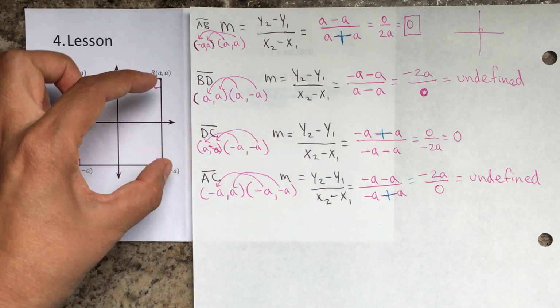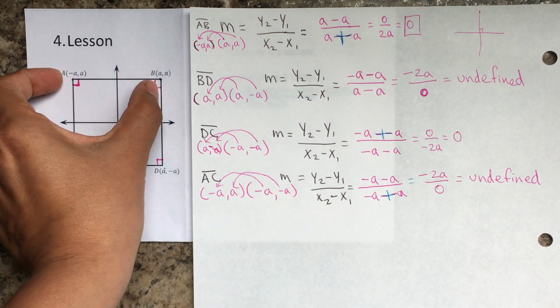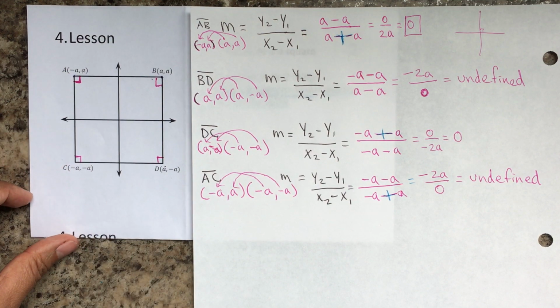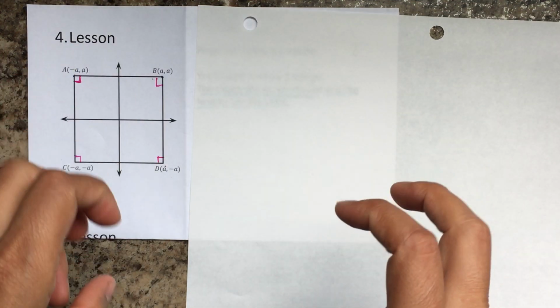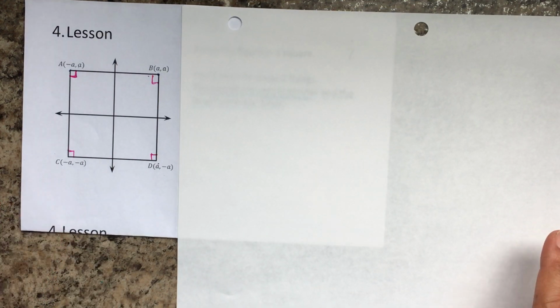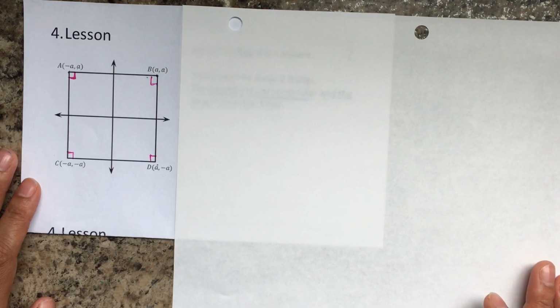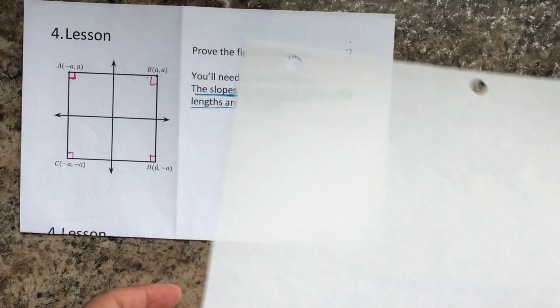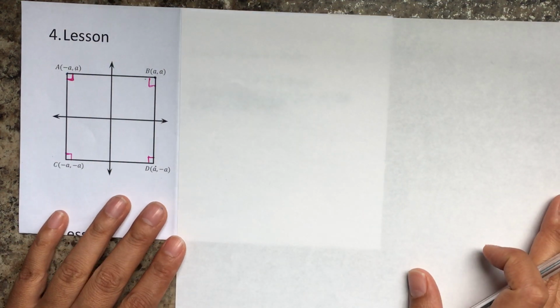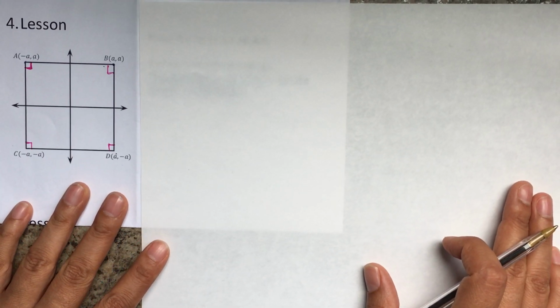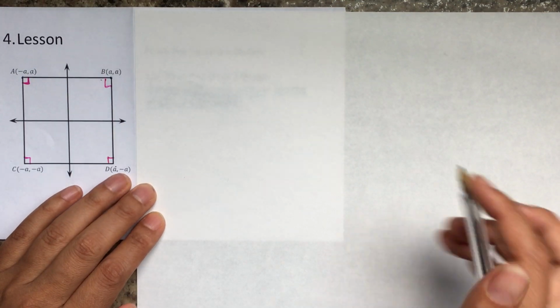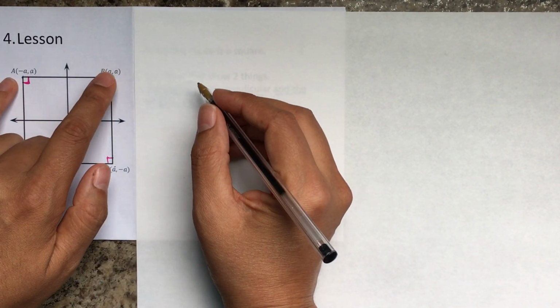Now we have to prove that they have the same measurement because all sides have to be congruent. Okay, so let's go ahead and do that part. We already proved that the slopes are opposite reciprocal, or that one is undefined, meaning vertical, and the other one is 0, meaning horizontal. Okay, now we're gonna prove that the sides are the same distance, and so that's why we're gonna be using the distance formula, which we also learned in previous lessons. And so we're gonna start by finding the distance of AB.